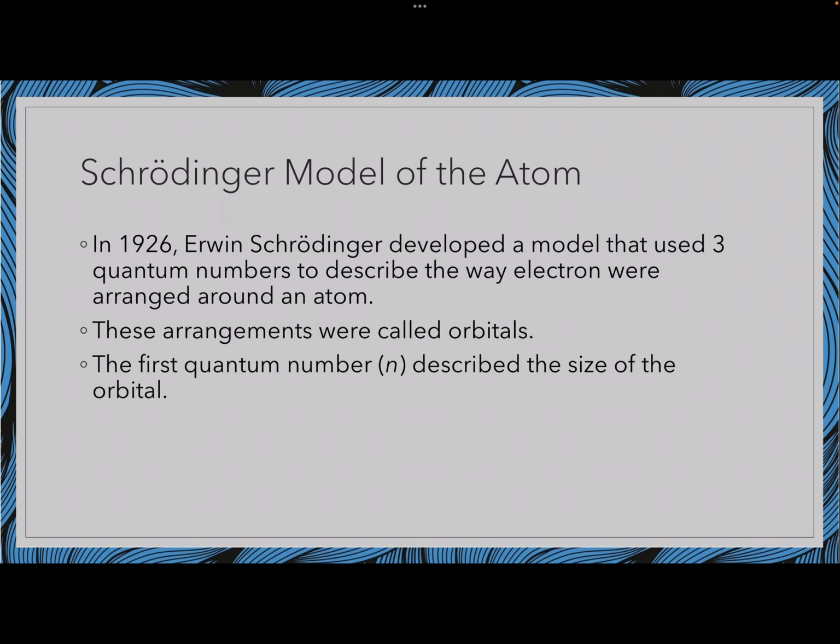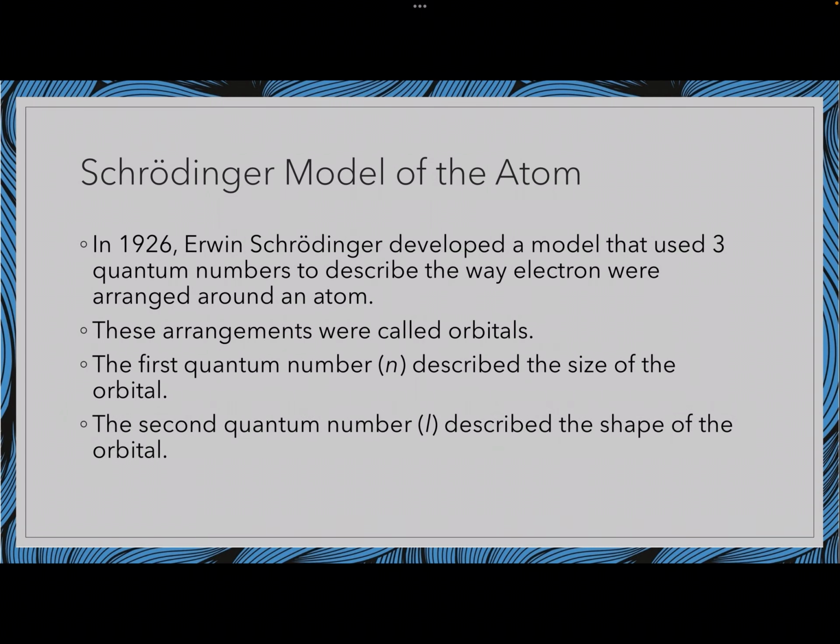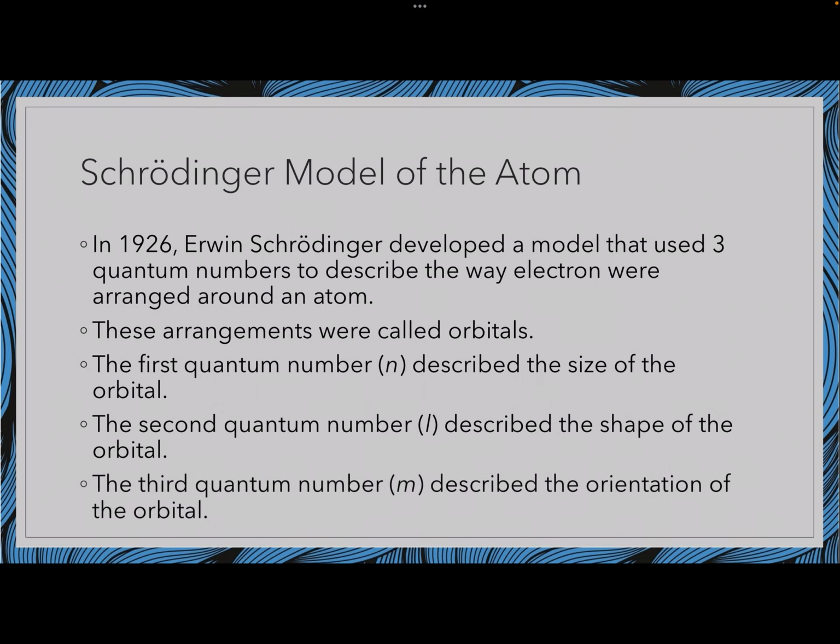The first quantum number n described the size of the orbitals. So that was the shell. So 1n, 2n, 3n, 4n. That's the first quantum number. It literally just describes the size. So 1n is the smallest, 2n's a bit bigger, 3n's a bit bigger again. The next quantum number, L, describes the shape of the orbital. And the third quantum number, M, describes the orientation.